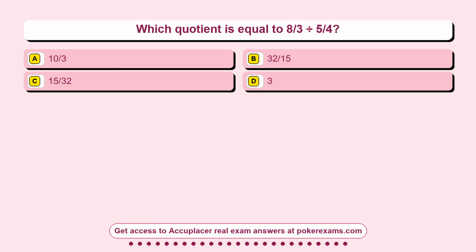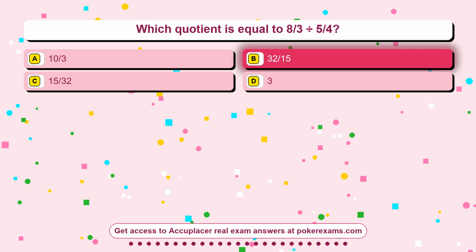Question 22. Which quotient is equal to 8/3 divided by 5/4? Option A, 10/3. Option B, 32/15. Option C, 15/32. Option D, 3. The correct answer is option B, 32/15.